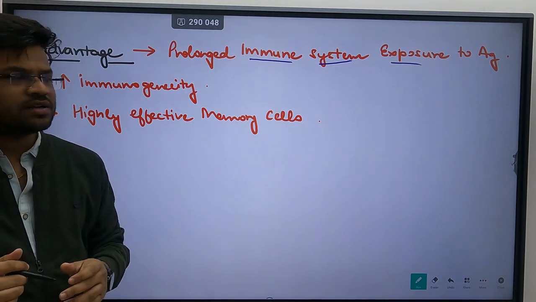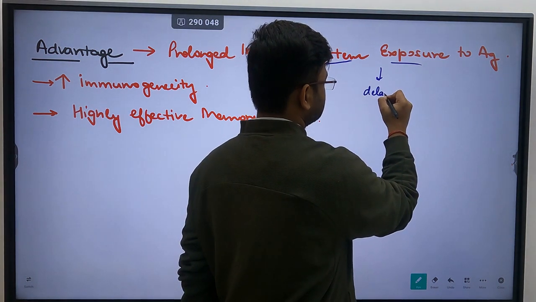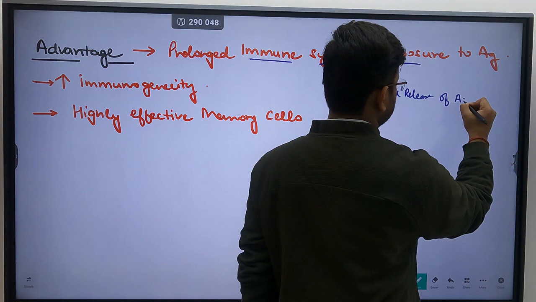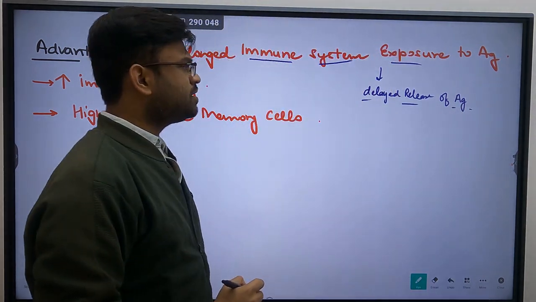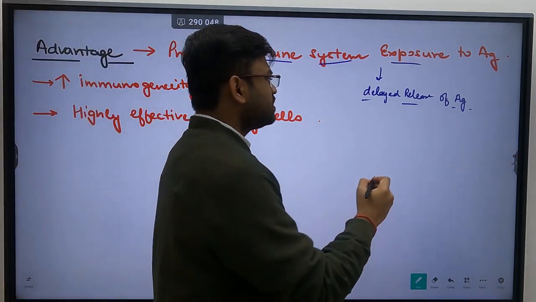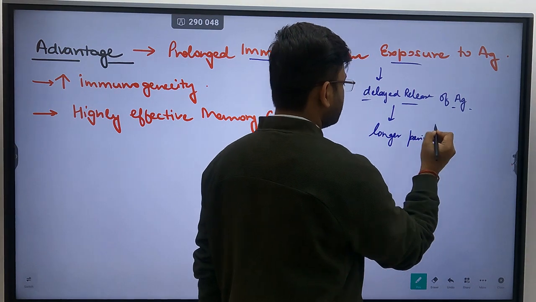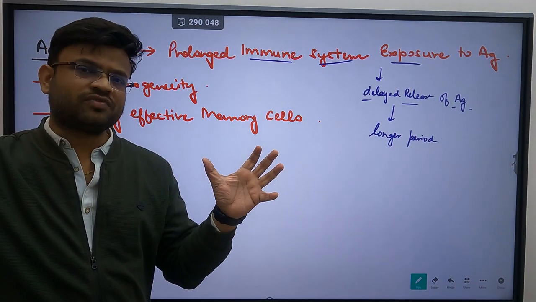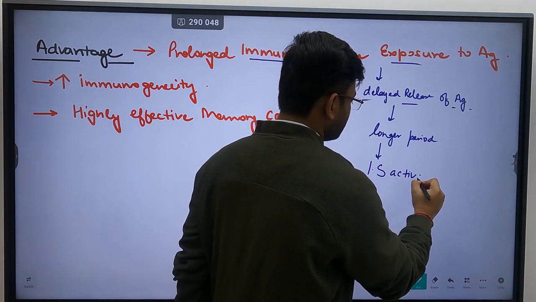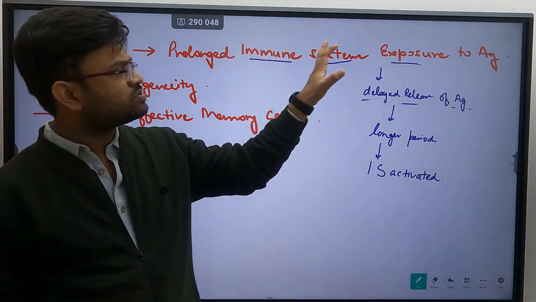By this, I mean that this kind of vaccine causes delayed release of antigen. That means inside the host body, the antigen would be released very slowly. If it is released very slowly, the antigen would be present for a longer period of time inside the body of the individual. When it is present for a longer period of time, the immune system would also be activated for a very long period of time. This is what I mean when I say prolonged immune system exposure to antigen.